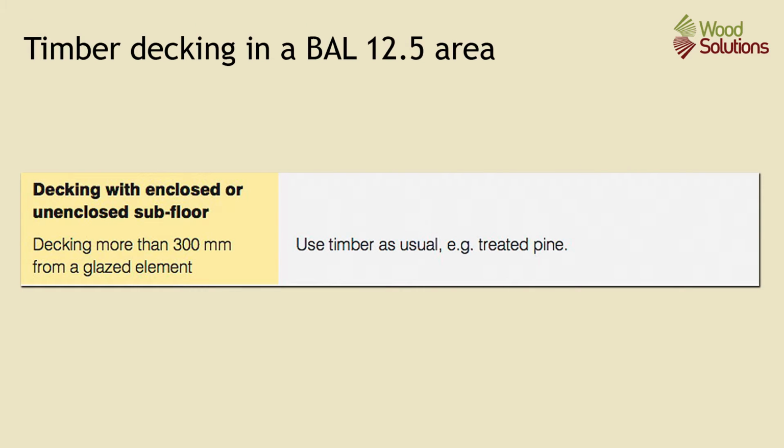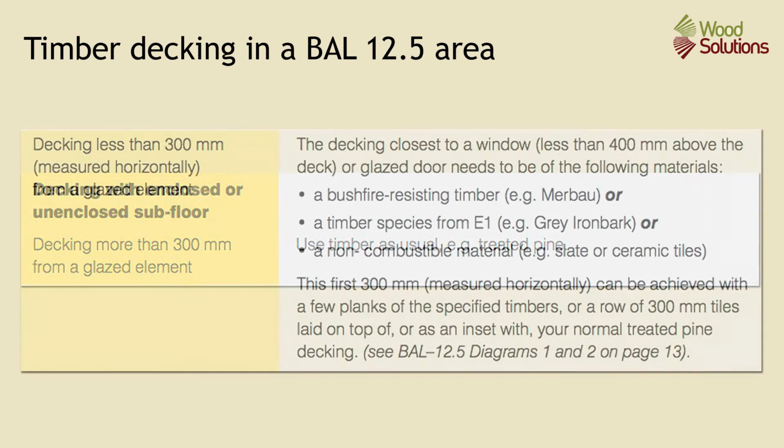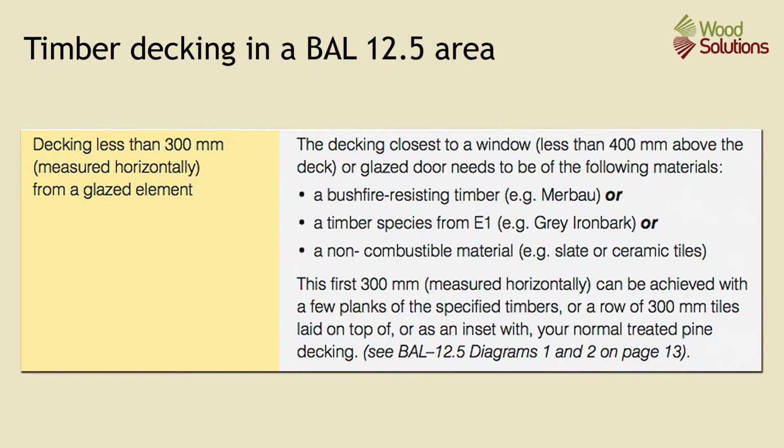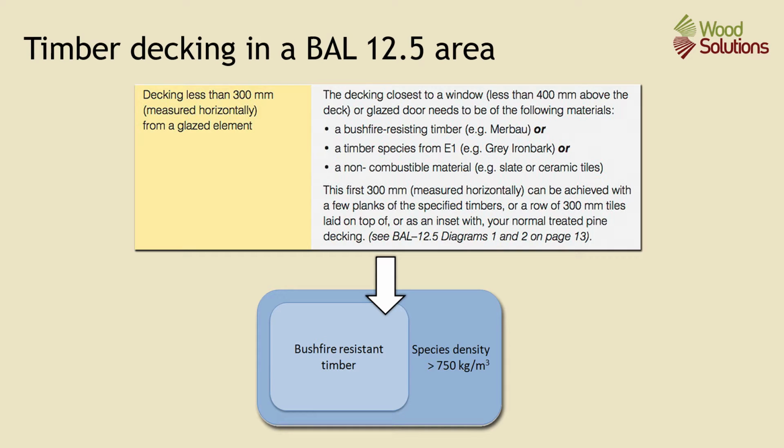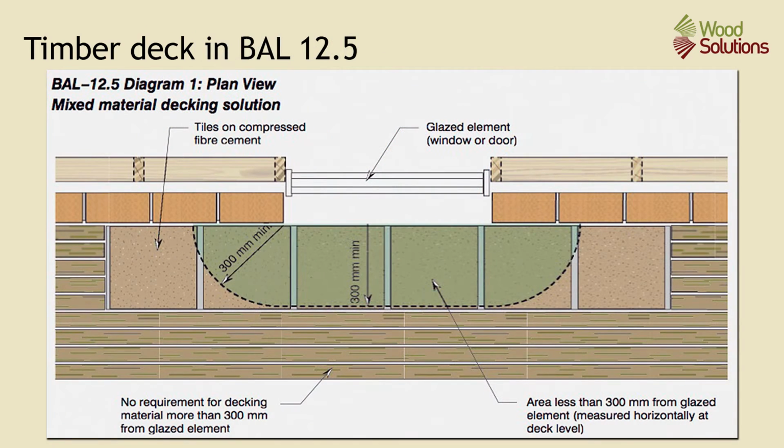Looking at the information listed in the guide, we can see that timber decking can be used in a veranda or decks without restriction if it is more than 300 millimetres from glazing. If the decking is less than 300 millimetres from glazing, timber species from Appendix E1 with a density greater than 750 kilograms per cubic metre is required. This includes all bushfire resisting timbers and species with a density of greater than 750 kilograms per cubic metre, such as jarrah. Other design options are also available. The guide shows an option where tiles are used in the area within 300 millimetres of the glazing.